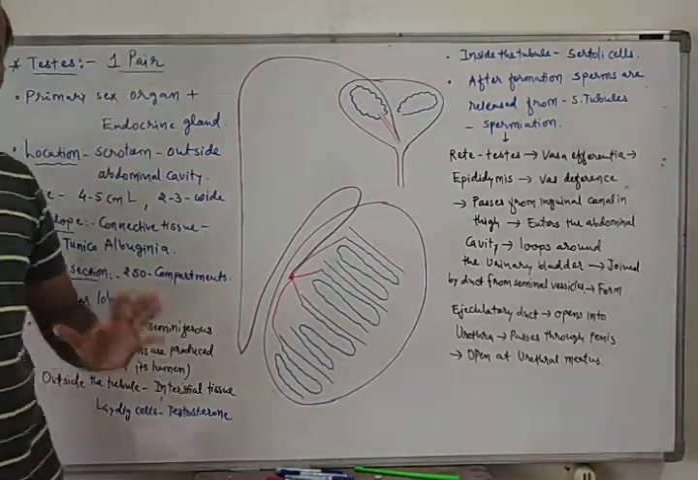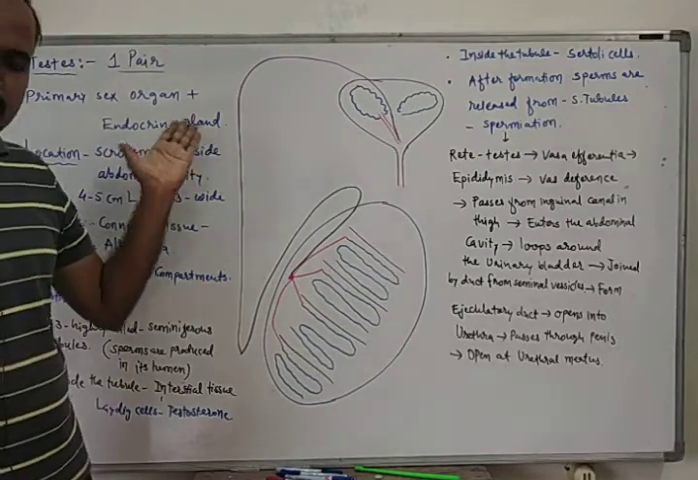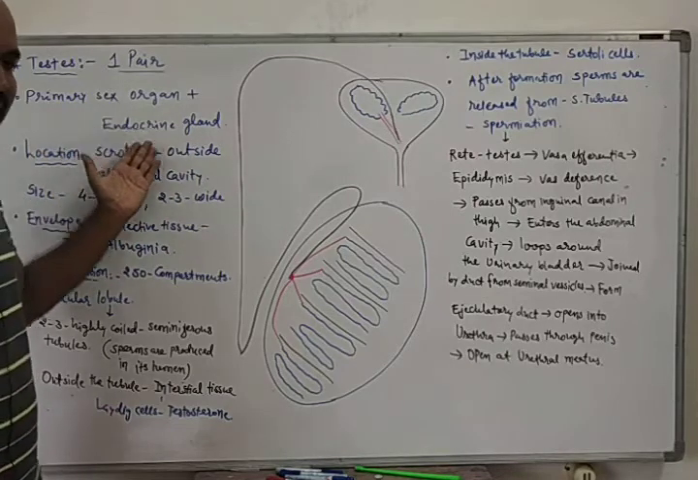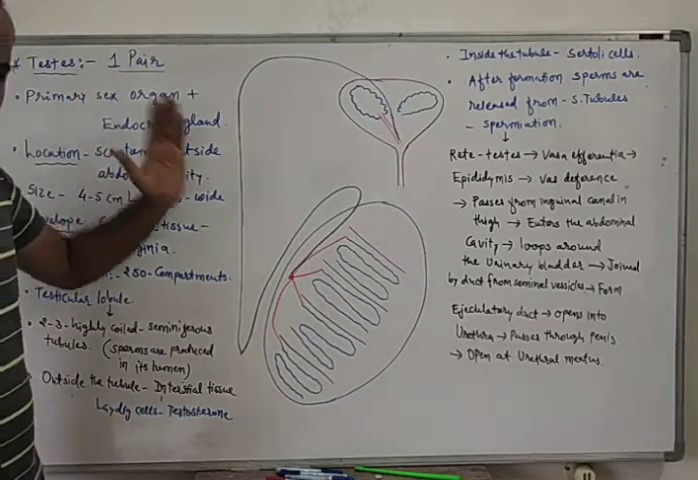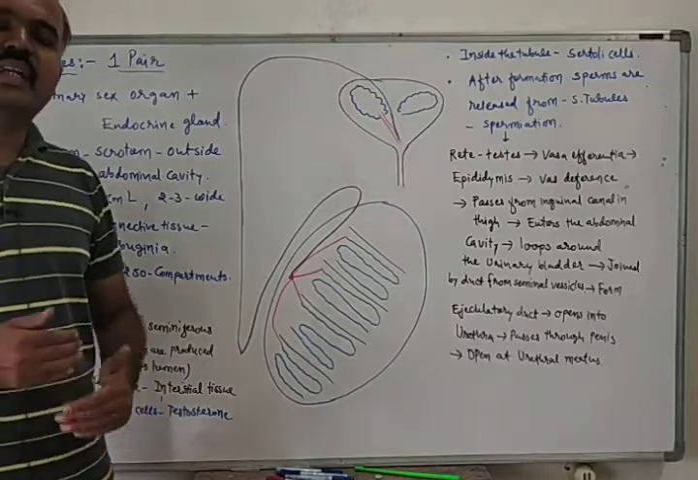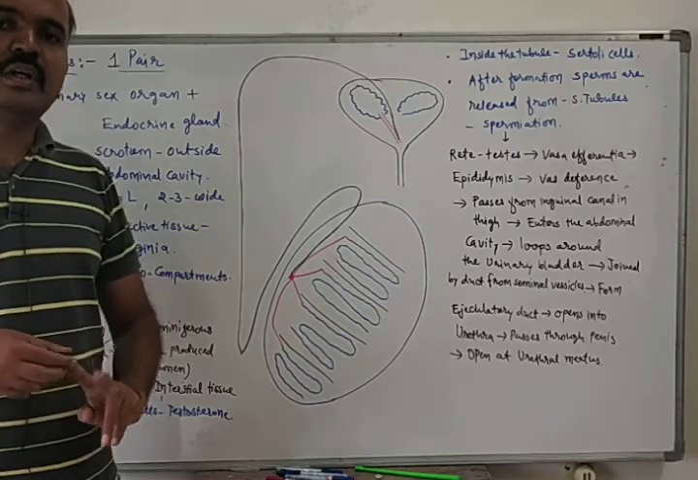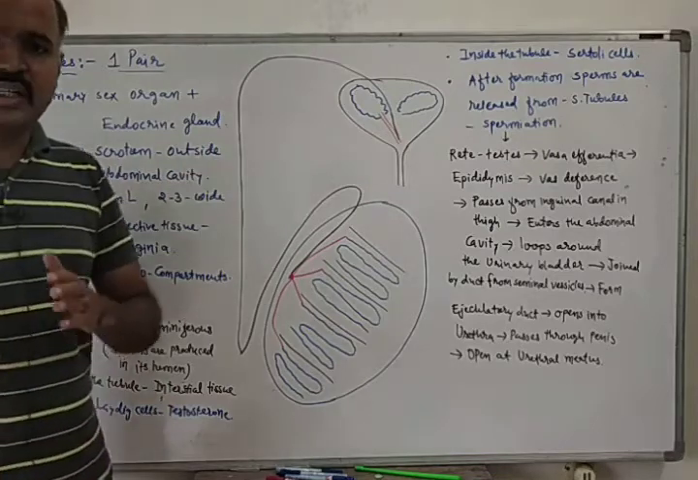They are present in one pair and they are primary sex organs also. Testis is a primary sex organ, and it is known as an endocrine gland also. So it has two functions to perform. It works as a primary sex organ and it works as an endocrine gland.